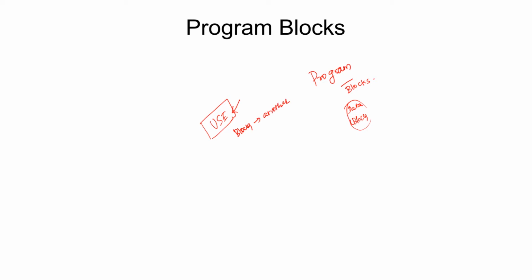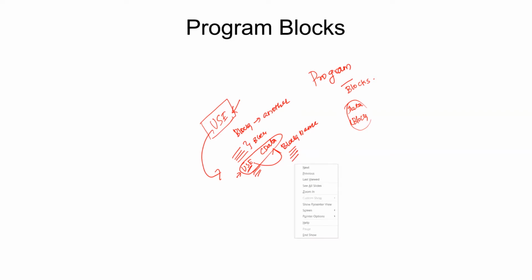For example, suppose there is a block called C data, and if it is USE C data, it means the line before that belongs to some other block and the line after this will be in the C data block. So you are using an assembler directive called USE, and along with USE you write the block name. The lines following it will come under that block.